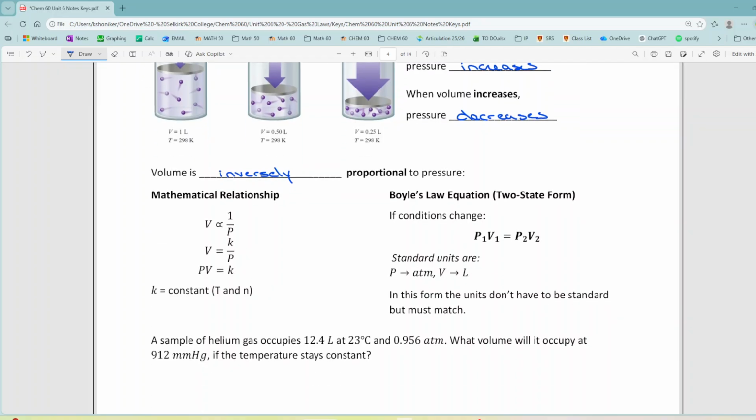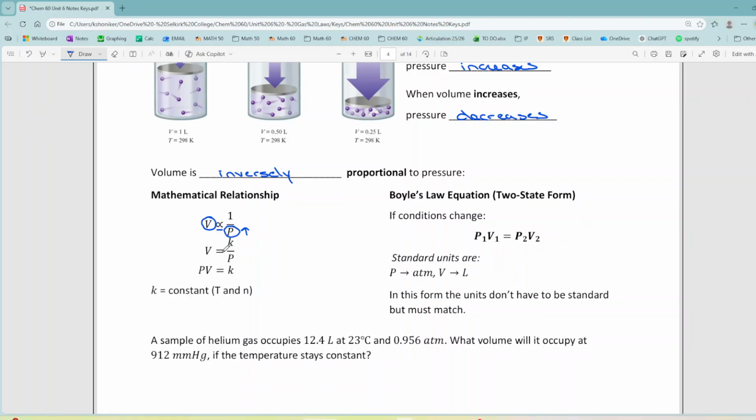Now, what does that mean for us? Well, we want to develop a mathematical relationship. When you're talking about an inversely proportional relationship, you would say that volume is proportional inversely to pressure, meaning that as you increase the pressure, you're dividing by a bigger number and your volume would decrease. Now, we don't usually use this symbol. This is the proportionality symbol, and instead we like equal signs.